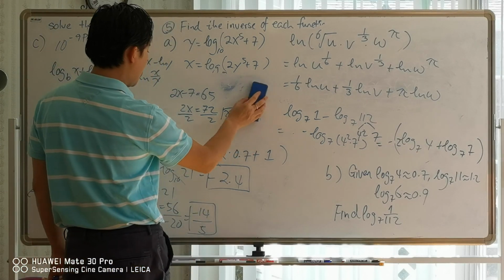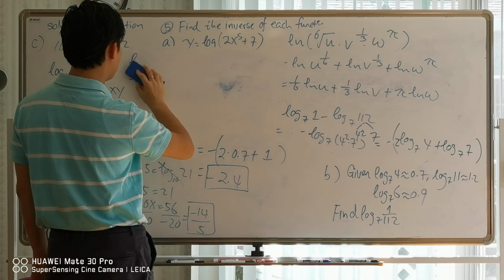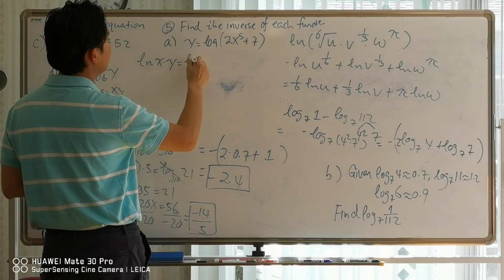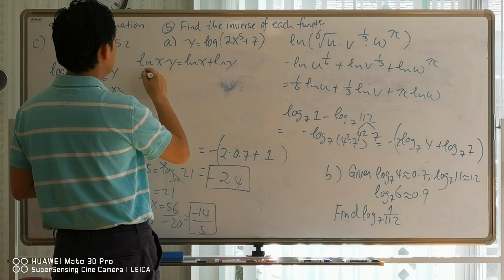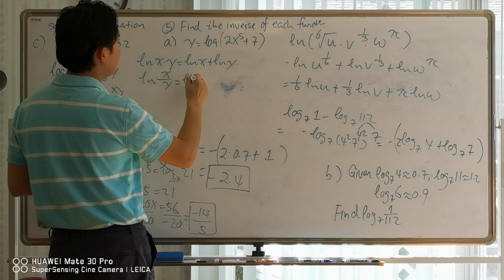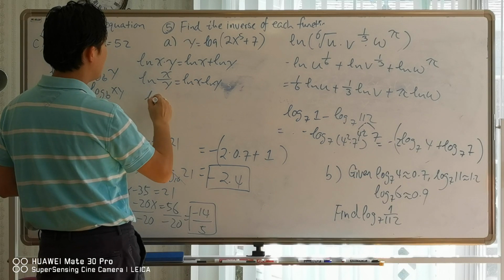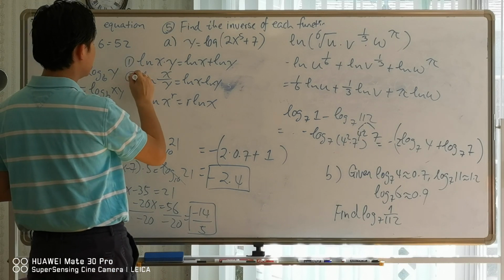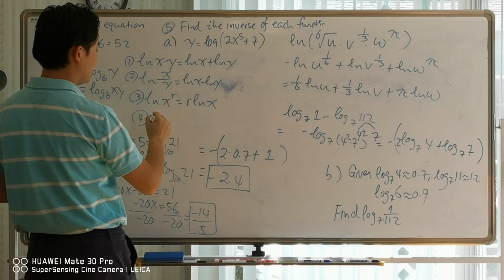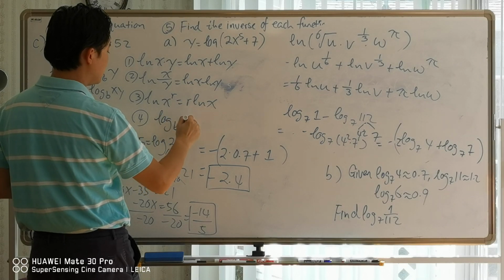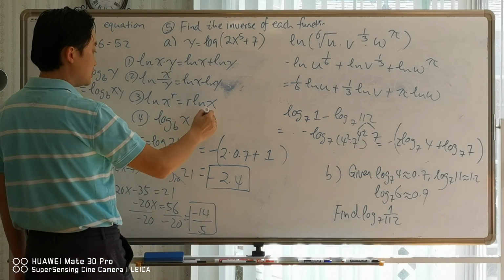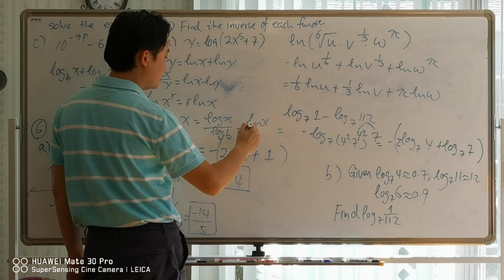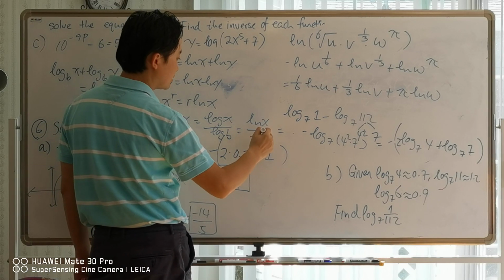So again, what are the major properties that I need to recognize for this chapter? The product to sum, the quotient to difference, the power to coefficient, and the last one, change of base. You see that log base b of x is always written as log of x over log of b, and can also be written as natural log of x over natural log of b. Same thing.